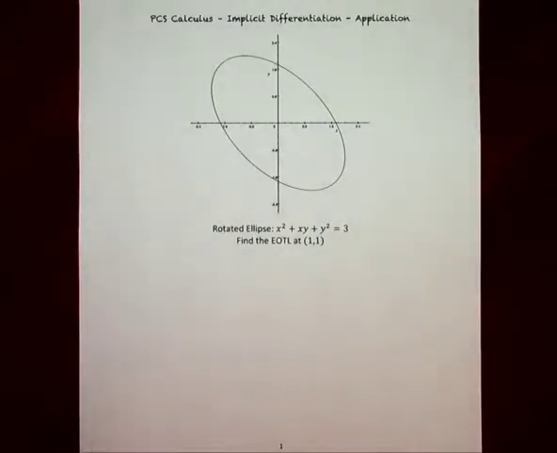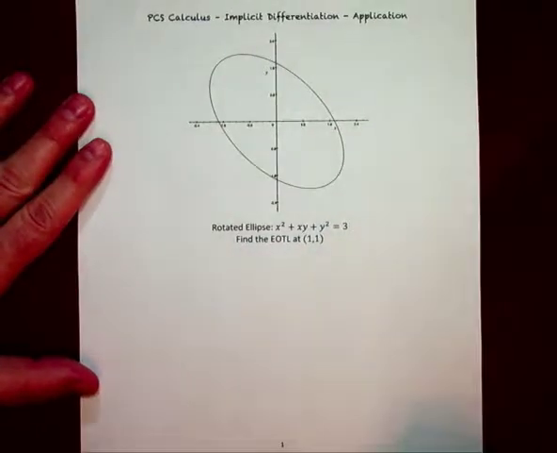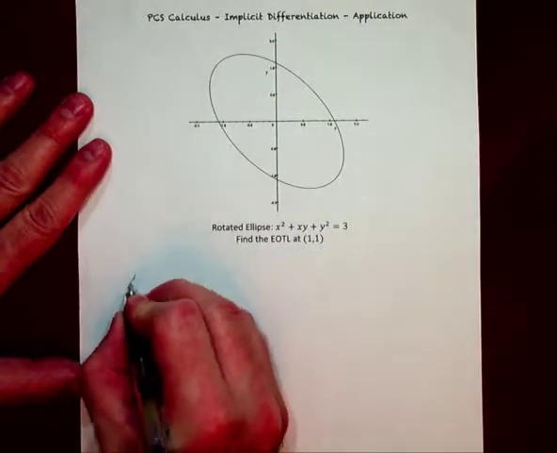This is going to be a couple of videos on application problems of implicit differentiation, primarily tangent line problems. So let's start with this one. This is a rotated ellipse. The differentiation ought to be relatively straightforward. So let's go ahead and hop to it.